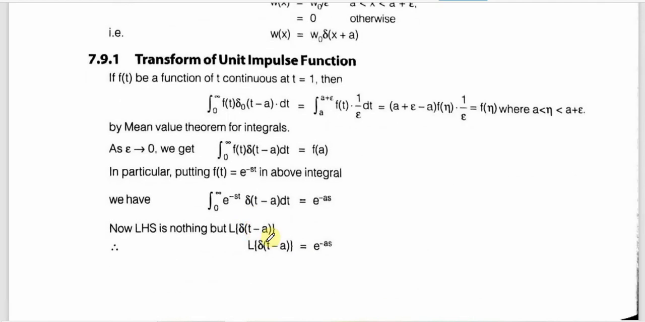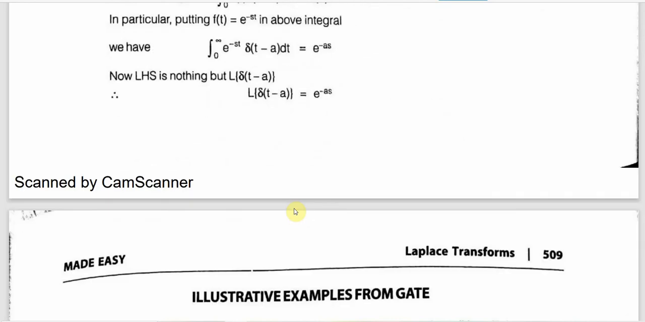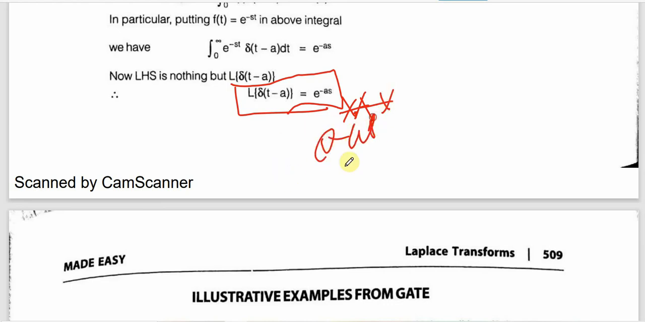So now the question comes, what are its Laplace transformations? Its Laplace transform comes as e to the power minus as, a simple value. In the unit step function it was e to the power minus as upon s, but for the unit impulse function, its Laplace is e to the power minus as.